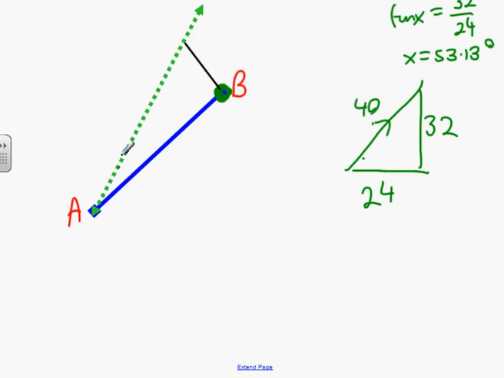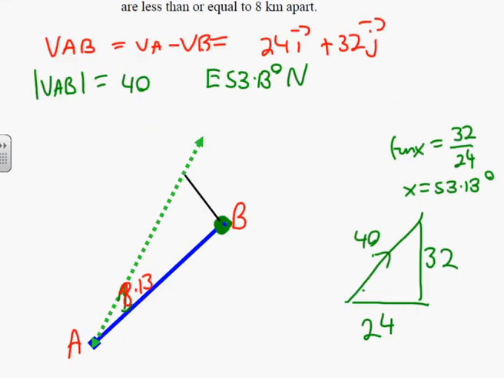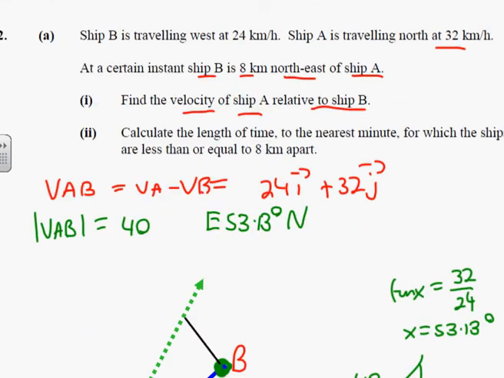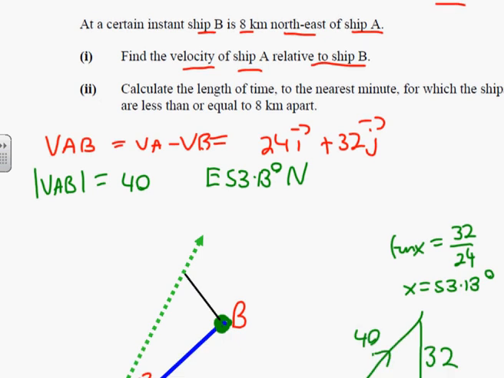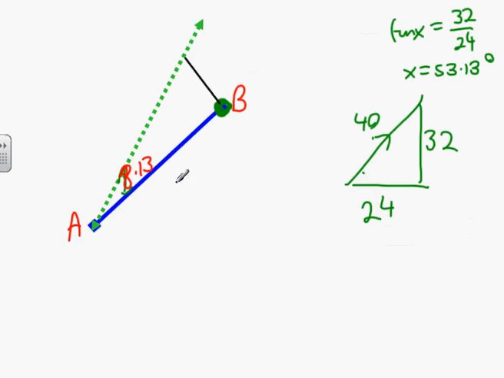Can anybody tell me what angle this is here? That's 45, and this is 53.13, which makes that small angle in there 8.13. Okay, 8.13. Now, how far are they away from each other at the start? They're 8 kilometers away at the start. So this blue line is 8 kilometers. Are we happy enough with that?